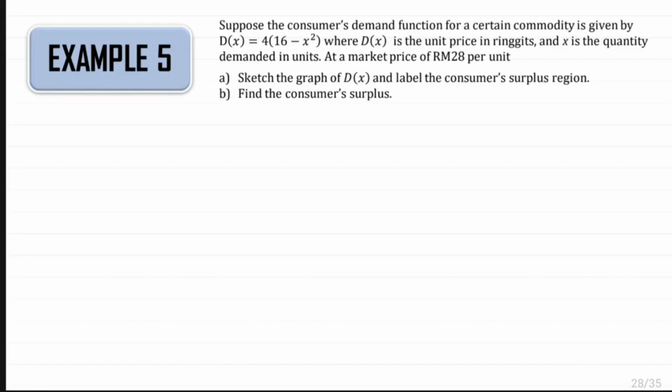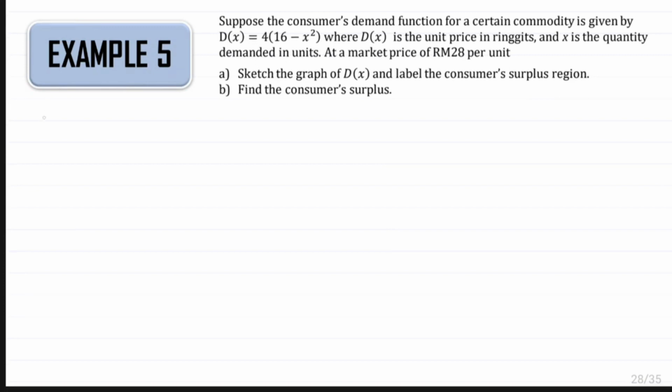We go to example 5. Suppose the consumer demand function for a certain commodity is given by D(x) equals 4 times (16 minus x squared), where D(x) is the unit price in ringgits and x is the quantity demanded in units at a market price of RM28 per unit. First question, sketch the graph of D(x) and label the consumer surplus region.